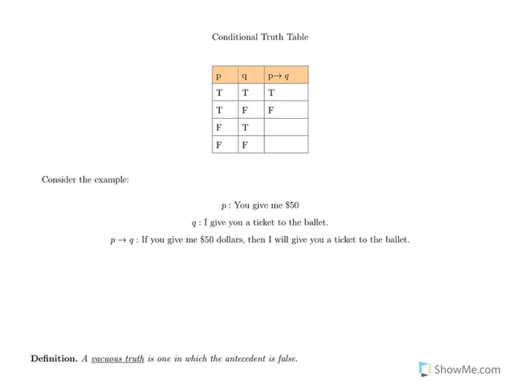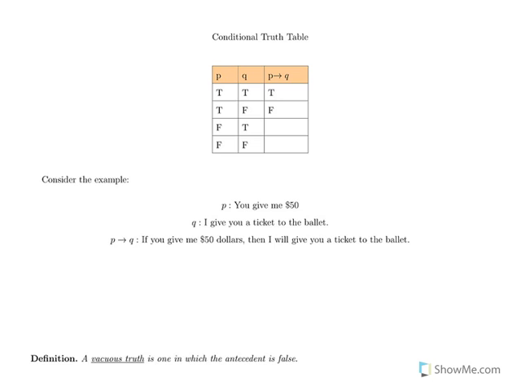So now let's think about the conditional. This is kind of the weird one, but we'll explain why it's weird. So we have P implies Q. We still need to start with P and Q. And in order to understand this, we're going to look at this simple example. So P could be the statement, you give me $50. Q could be the statement, I give you a ticket to the ballet. So P implies Q is the if-then statement: if you give me $50, then I will give you a ticket to the ballet.